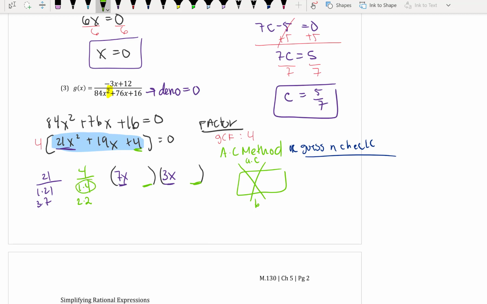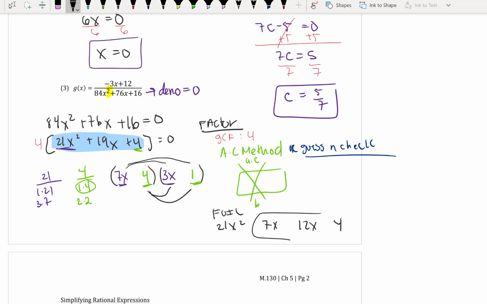I'm going to go ahead and just try my 4 and my 1. So now I'm going to check this. To check it, I do my FOIL. So 7x times 3x is my 21x squared. 7 times 1 is my 7x. My inner is my 12x. And my last is 4.